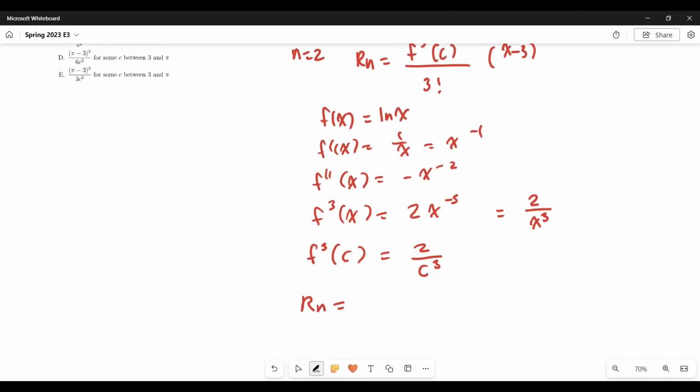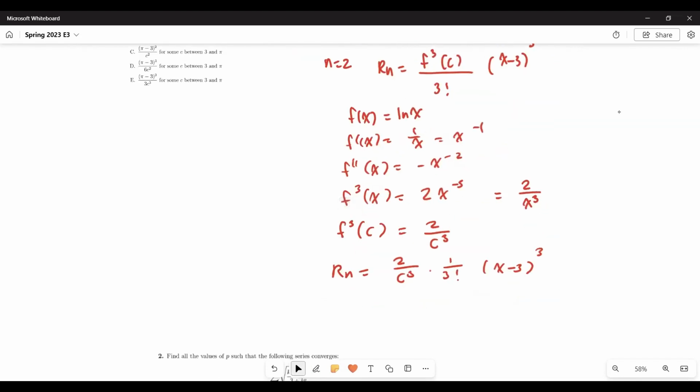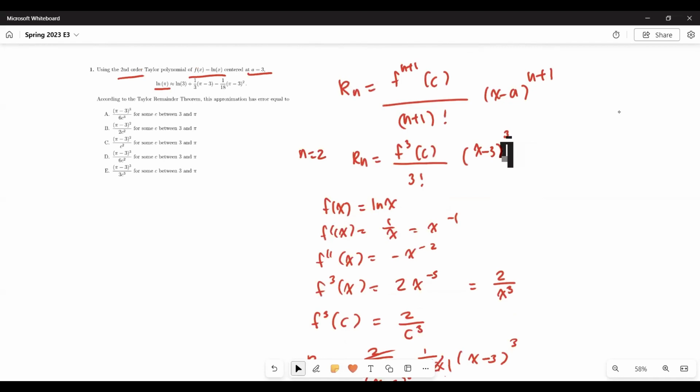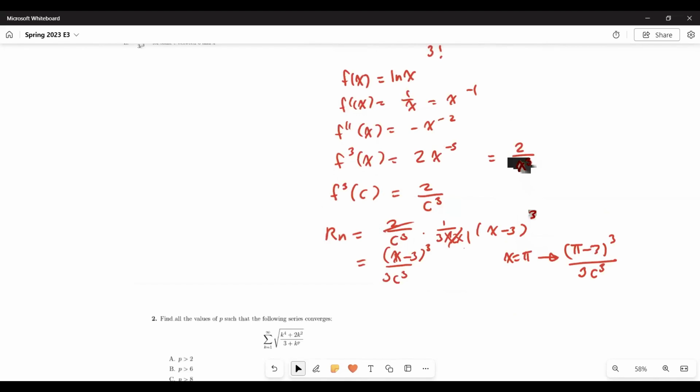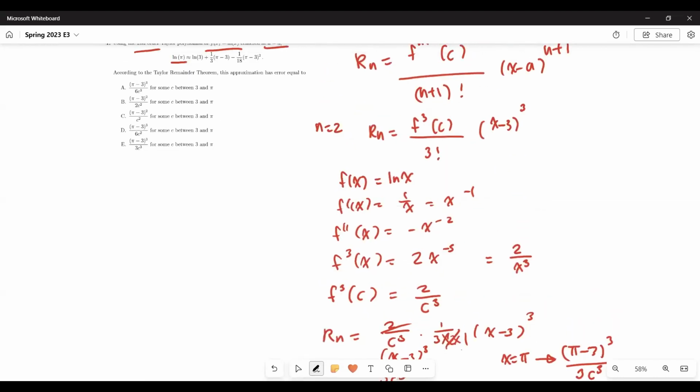So R_n becomes 2 over c cubed times 1 over 3 factorial times (x minus 3) to the cube power. Okay, so 3 factorial is 3 times 2 times 1, so the 2 cancels out, so 1 over 3c cubed times (x minus 3) cubed, and then x is pi, right? So this becomes (pi minus 3) cubed over 3c cubed. So this is E. So the answer is E.